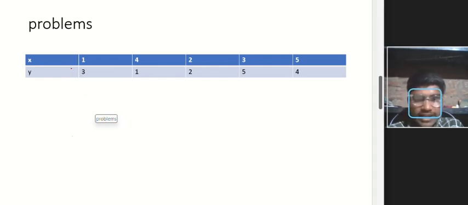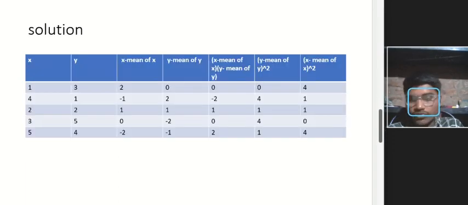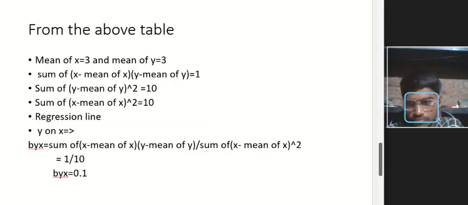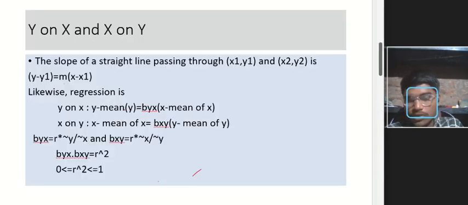So let's move on to the problem. We have tabulated data as x and y values. They give us the x and y values and we have to find the regression lines. We have x values 1, 4, 2, 3, 5, and y values 3, 1, 2, 5, 4. So let's solve this one.